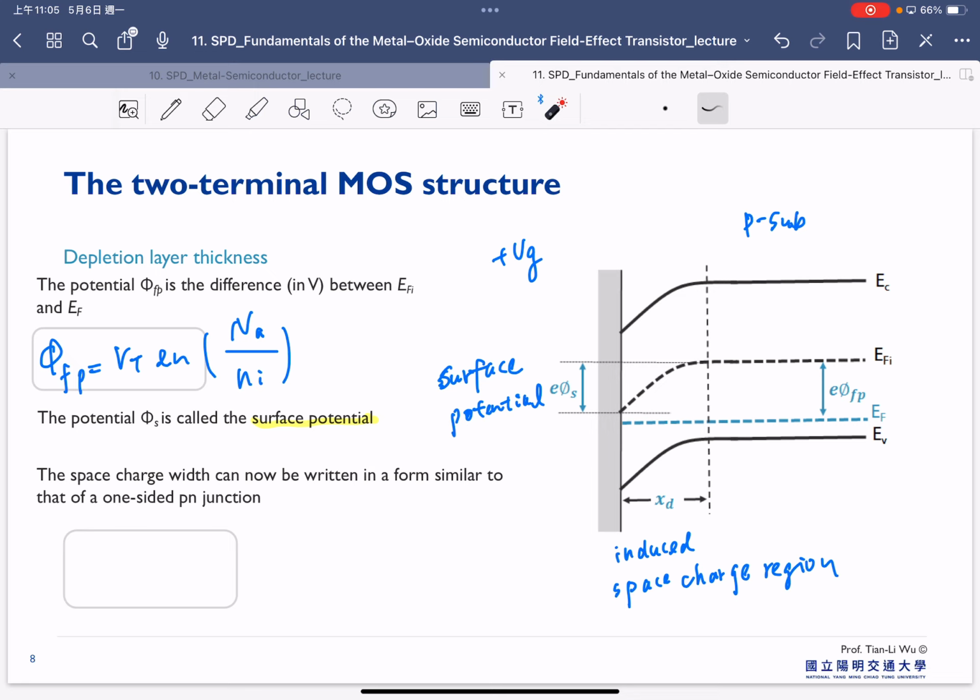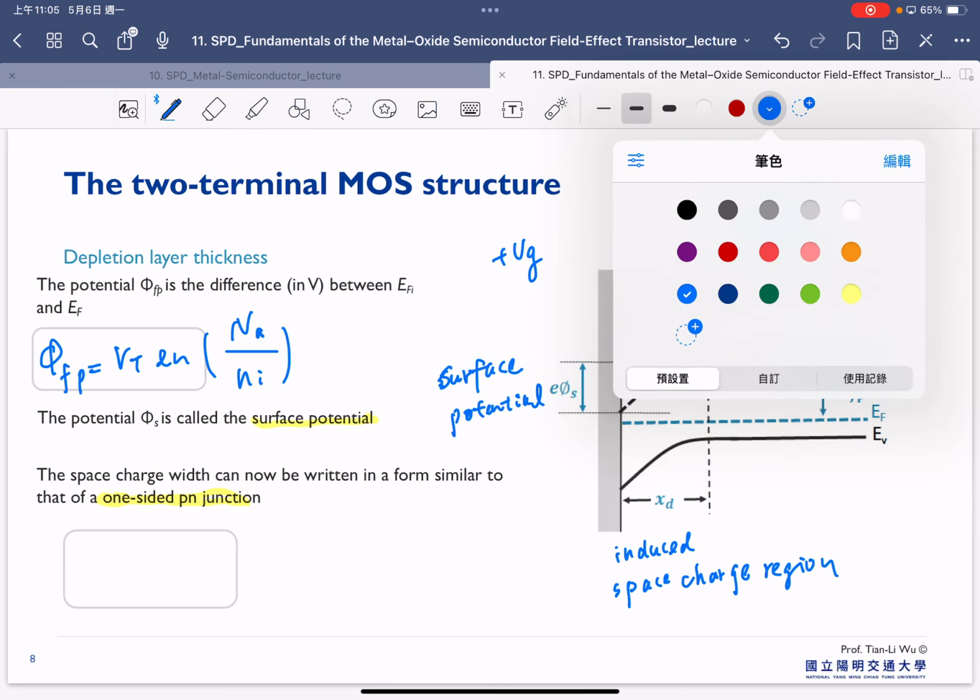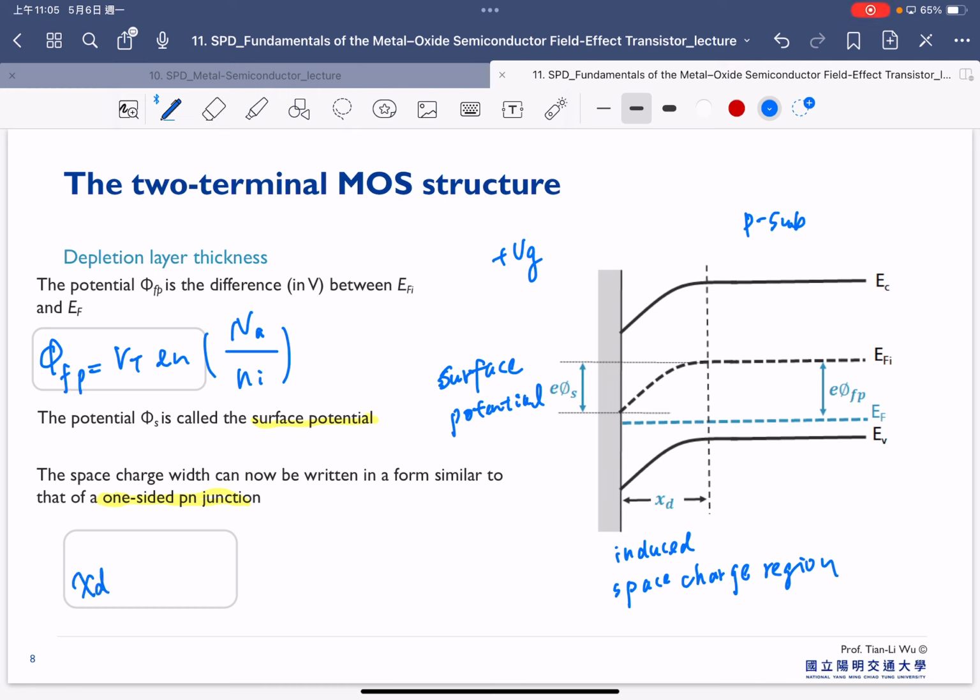And the space charge width can now be written in a form similar to the one-sided p-n junction. That's why in the previous lecture we specifically mentioned this one-sided p-n junction, because we can use the same conclusion for other cases like here. So therefore our depletion width xd is shown here.